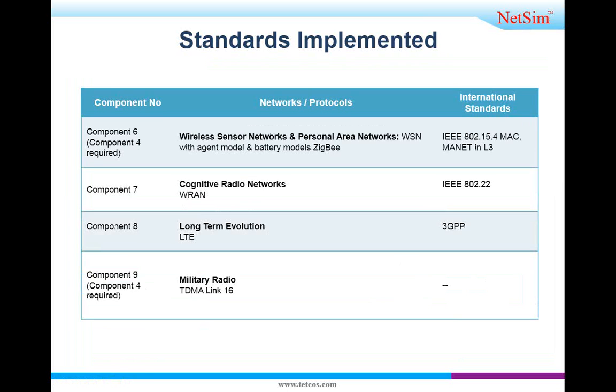Then component 6 is wireless sensor network and personal area network. Then personal area network has ZigBee. And component 7 is cognitive radio network, that is CRN. Component 8 is LTE, long term evolution. And component 9 is military radio. So in the standard version, you can choose among these components whichever your research is on. You can choose this according to your requirement.